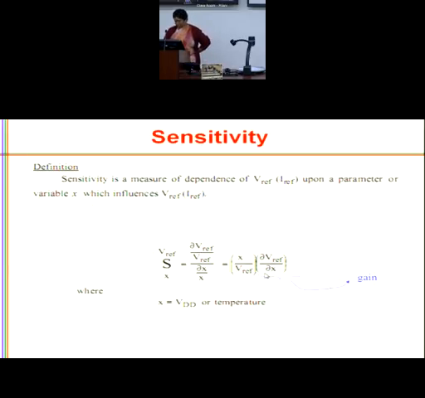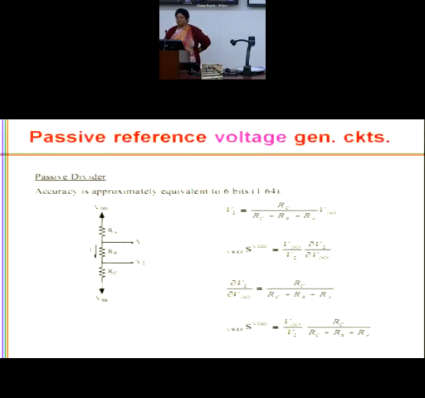I use this definition. So I have an expression for VREF here. The V2 is my V reference. I take its differentiation with respect to VDD and I substitute it in my sensitivity expression. When I do that, it is VDD by V2 into this differentiation which I substitute. Differentiate whatever comes, you substitute it here. This is what you get.